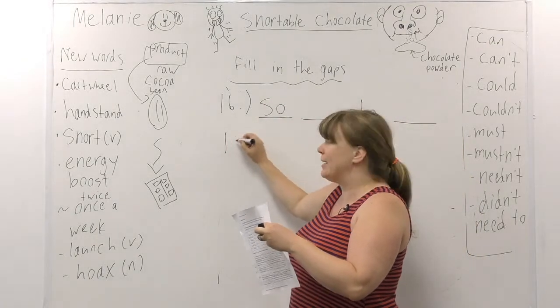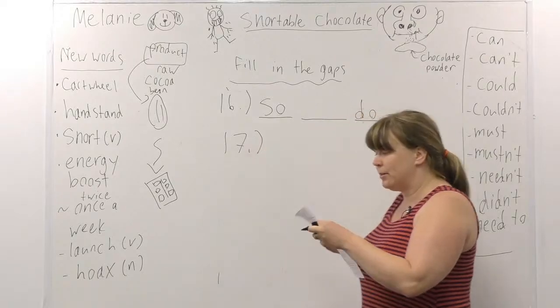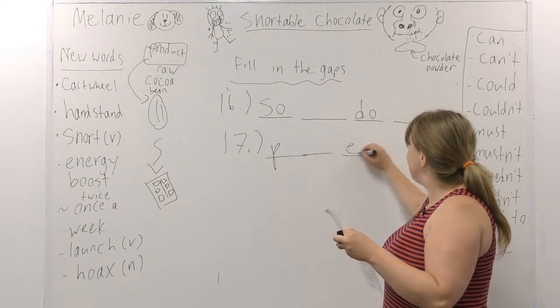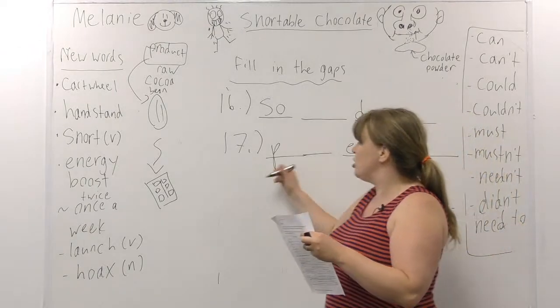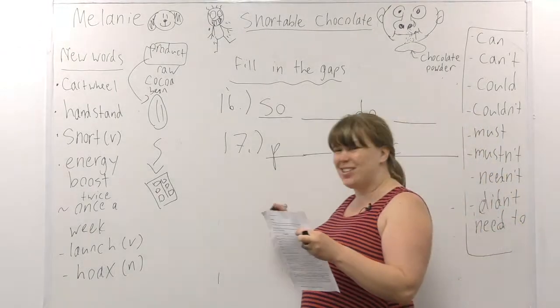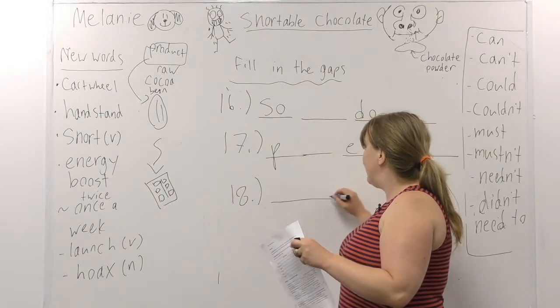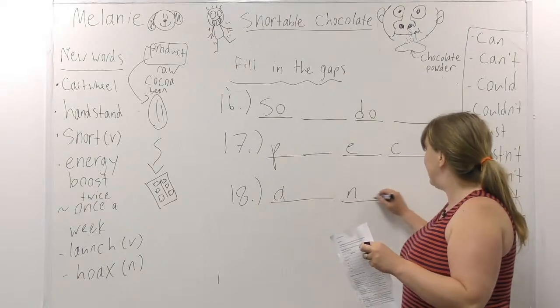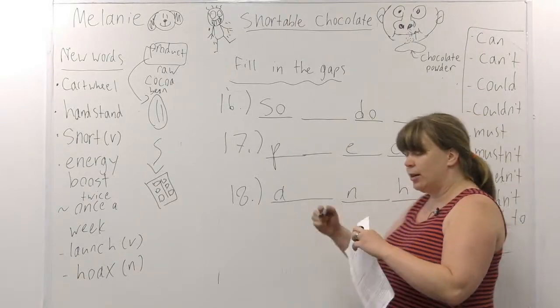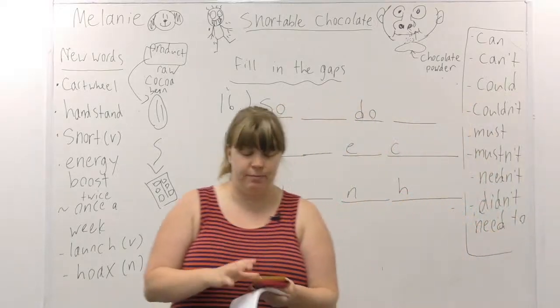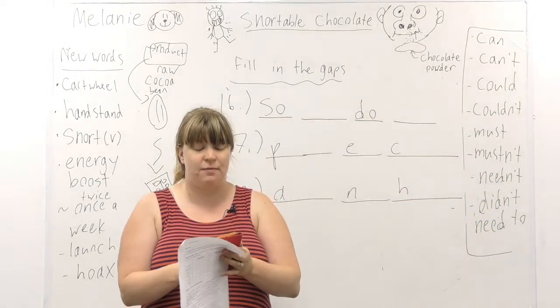So once again, I'm going to be filling in part of these for you. So P, E, C. You might be able to guess what this one is. We've been saying this word a lot today. And number 18, A, N, H. Okay, so here we go. Last part of it. So 3 little blanks to fill in.